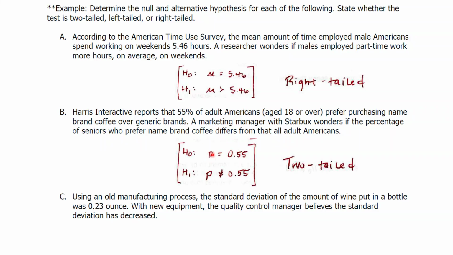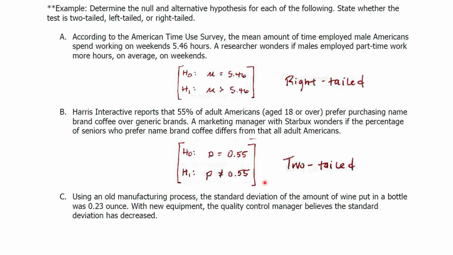So here, 55% represents the proportion of adult Americans who prefer purchasing name brand coffee over generic brands. So p will equal 0.55. And since we're doing a two-tailed test, our alternative hypothesis is going to be p does not equal 0.55. So it could change in either direction, whether it's lower than that value or higher than that value.